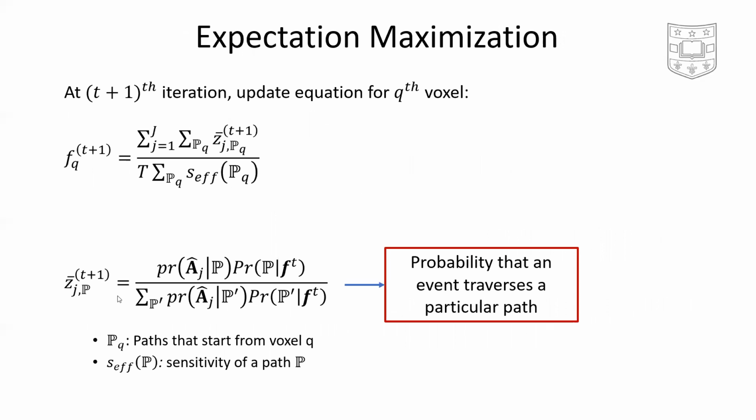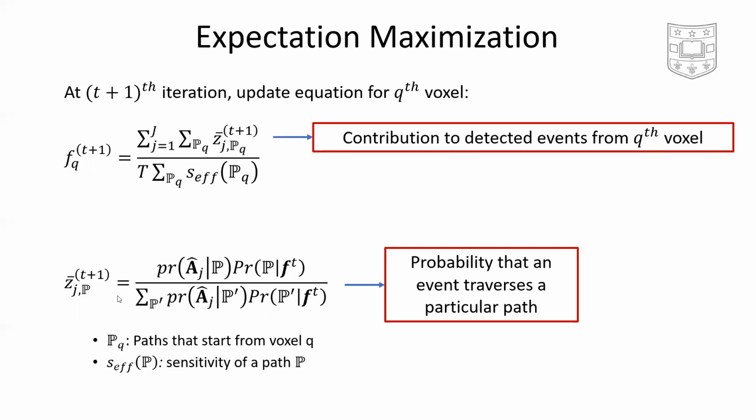Intuitively, it represents the probability that an event traverses a particular path. In the denominator of the update equation, S sub EFF denotes the sensitivity of a path. For the updates of the qth voxel, paths that start from voxel q are considered. It is denoted by P sub q.